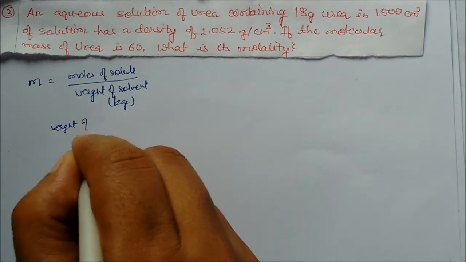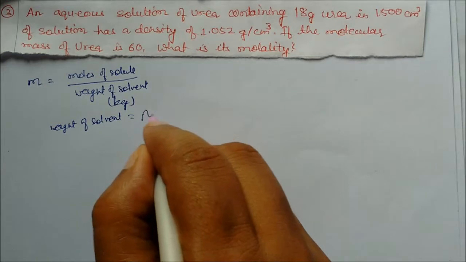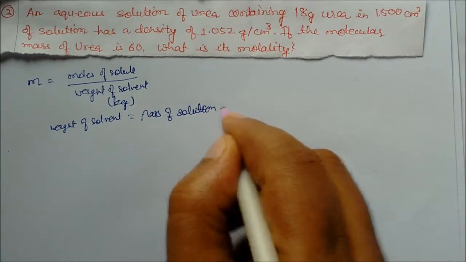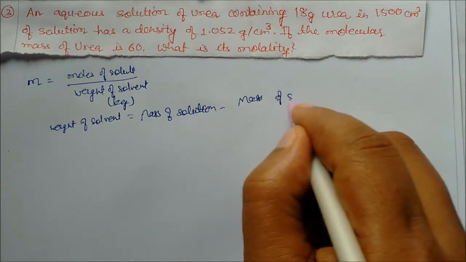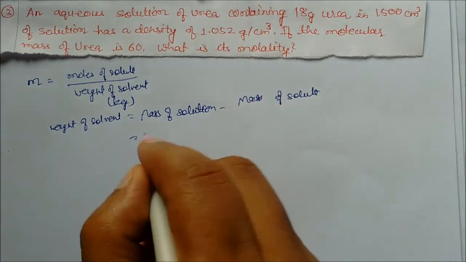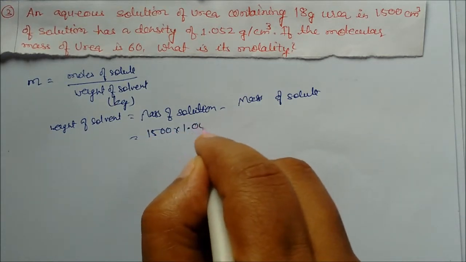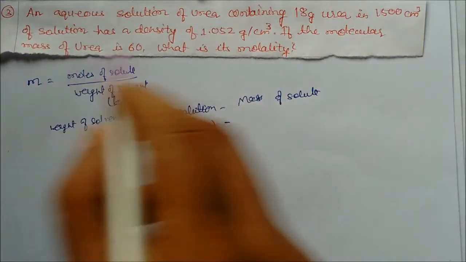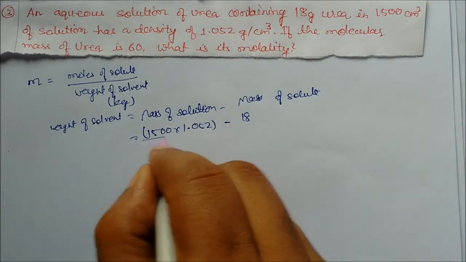Weight of solvent is nothing but the mass of the solution minus the mass of the solute. So how much is the mass of the solution? From volume and density: the volume they have given is 500 and the density is 1.052. This is the mass of the solution, minus the solute, which they have already given as 18 grams. If you solve it, you will get the weight of the solvent.